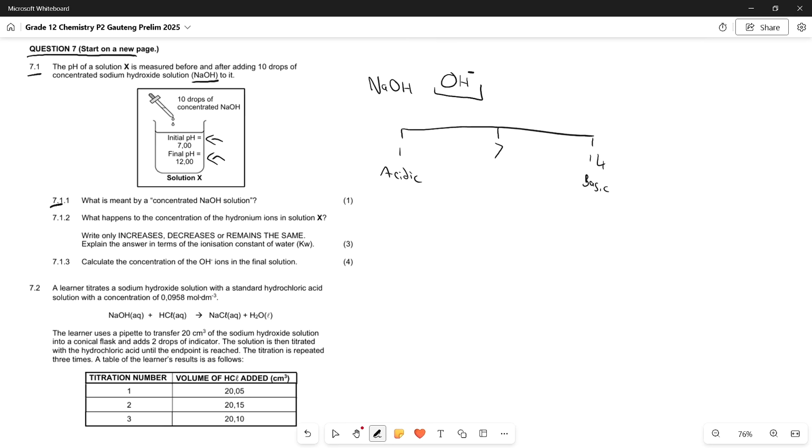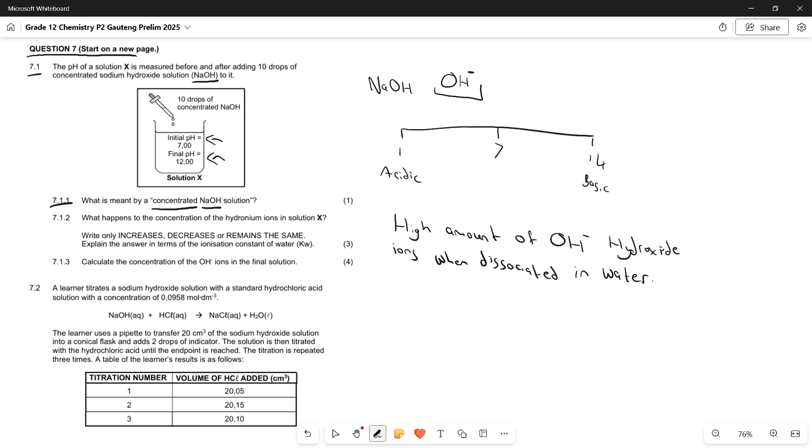Okay, so then 7.1.1 says what is meant by a concentrated NaOH solution. And this is just a sort of definition question talking about concentrated versus not concentrated. As we established, NaOH is a base, which means concentrated means we have a high amount of OH minus hydroxide ions when dissociated in water, or when compared to the amount of water particles. So this would earn us 1 mark over here, saying that a high amount, so a high concentration of OH minus hydroxide ions, which are what break off from a base, we form these hydroxides over there when dissociated or when added to water.